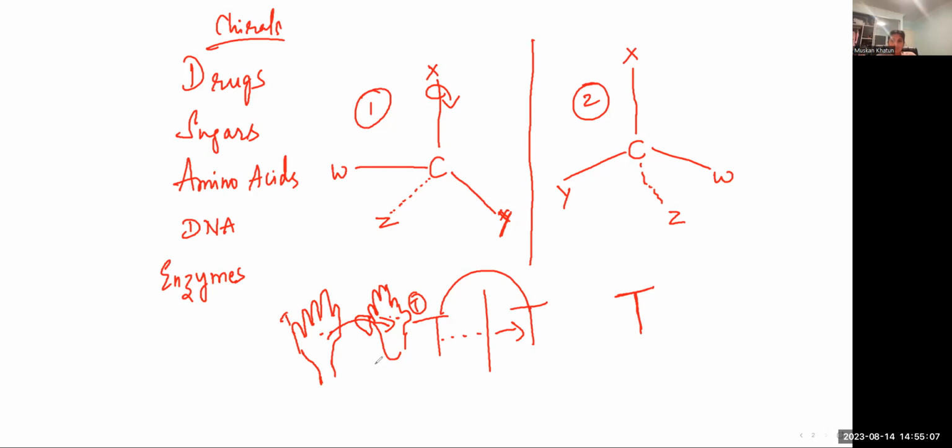Now, suppose two structures are this way, and I superimpose them. Did they get superimposed? Yes. This is an achiral structure. The other one is chiral. Understood this point?